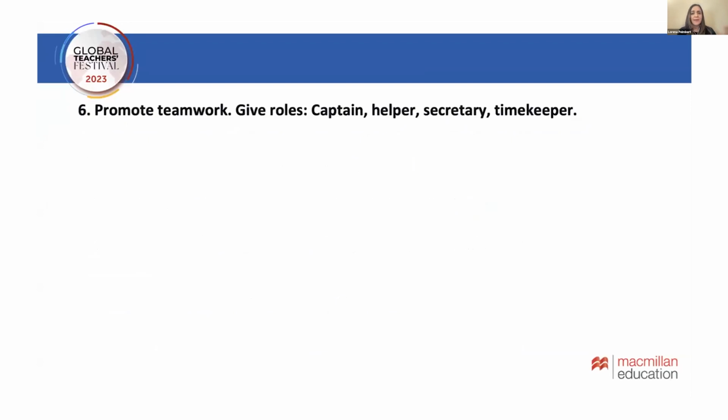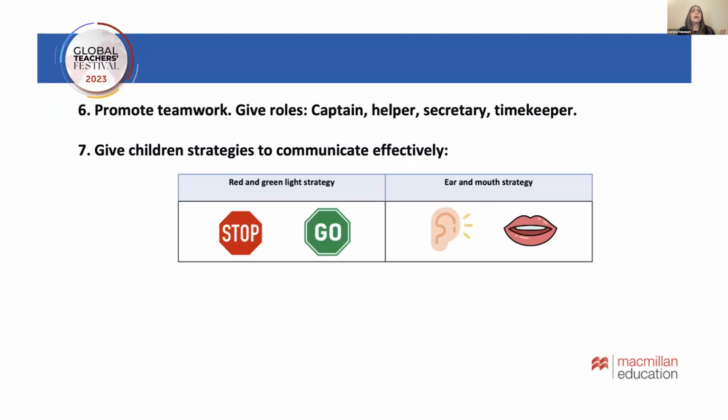Promote teamwork. Give roles like captain, helper, secretary, and timekeeper. Give children strategies to communicate effectively. And you can have these cards, okay? Stop, go, or the ear or mouth. And so sometimes they are fighting in a group. And so, okay, you give one of them the ear and the other one the mouth. The one that gets the ear, your turn is to listen. The one that gets the mouth, your turn is to speak, okay? And as one is speaking, the other one is in silence and is listening. Then they switch, and then the one that was speaking has the ear. Now you cannot speak, and your turn is to listen. And you can do that to promote effective communication and to make your students listen to each other and be able to talk, you know, when they need to.